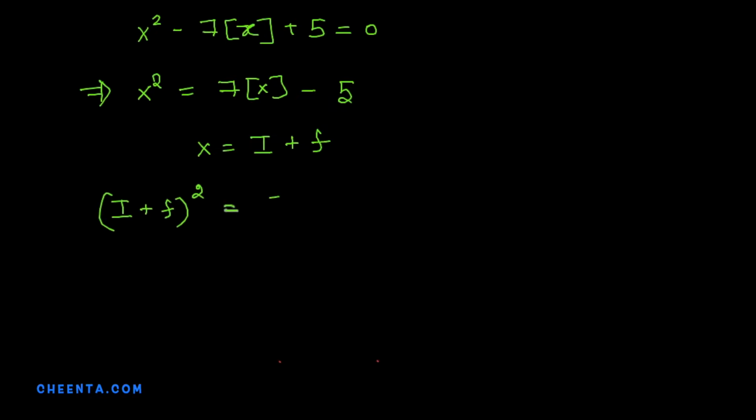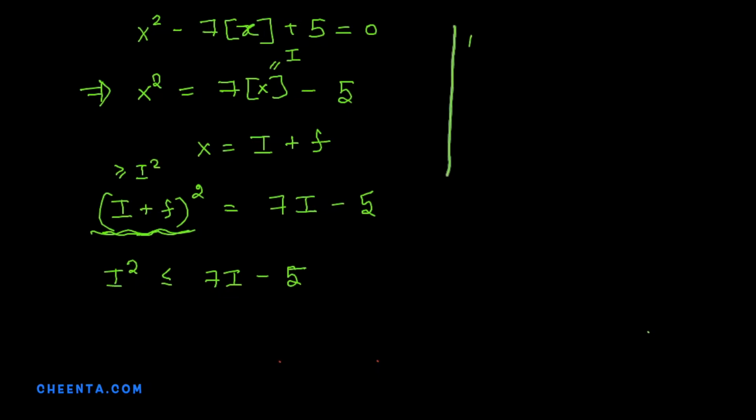and we quickly realized that (I plus f) whole squared is equal to 7 times I minus 5, because this is I. Then I squared must be less than or equal to 7I minus 5, because this is greater than I squared. If you expand this, you will see it is greater than I squared. And by the way, recall, we also showed that I is greater than 0 in the previous video. So this particular inequality works.